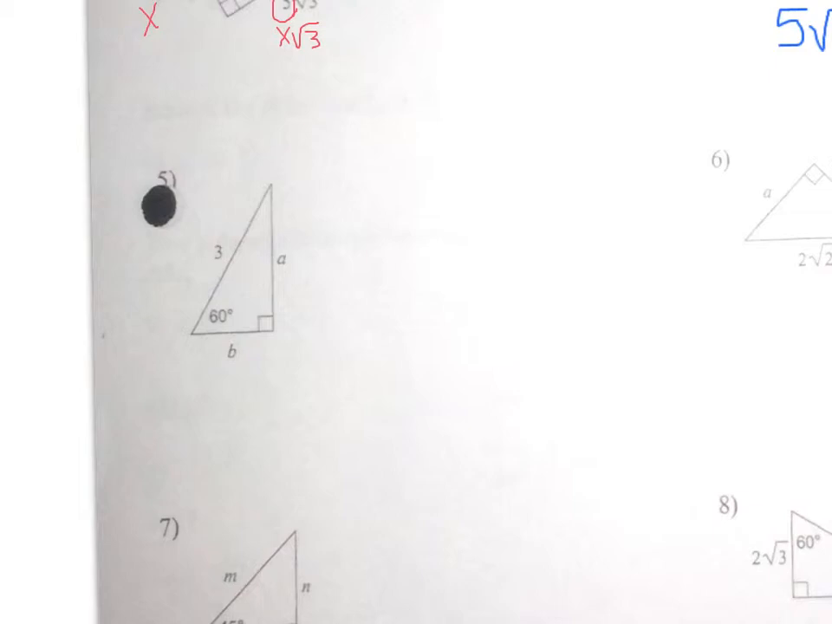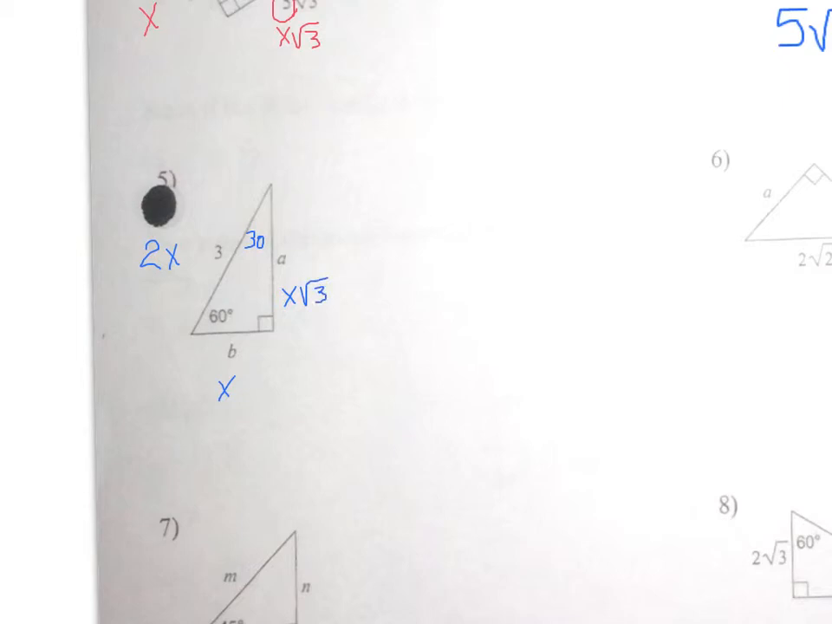Let me put the rules based on the pattern. Hypotenuse is 2x. Across from the 30 is a short leg, which is x. And the long leg is x square root of 3.